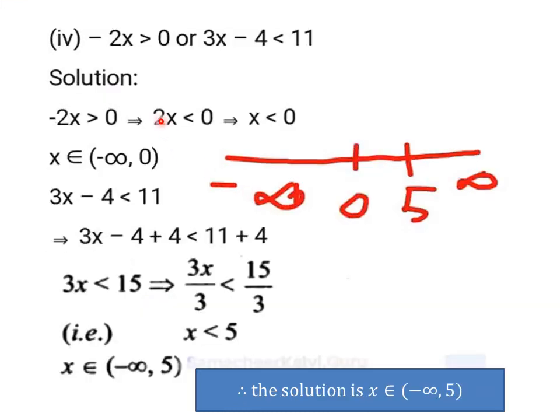Fourth subdivision: minus 2x greater than 0 or 3x minus 4 less than 11. So we have to find the union. Minus 2x greater than 0 means you can multiply by a minus sign first. When you multiply by a minus sign, the inequality will change. 2x is less than 0. Then you divide by 2 on both sides. So x is less than 0.